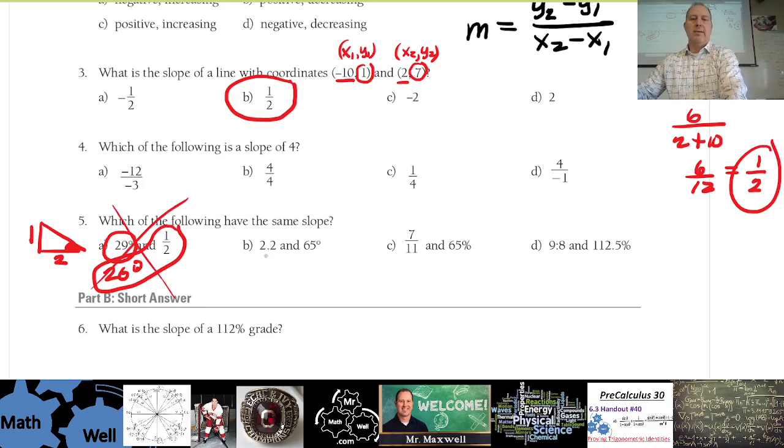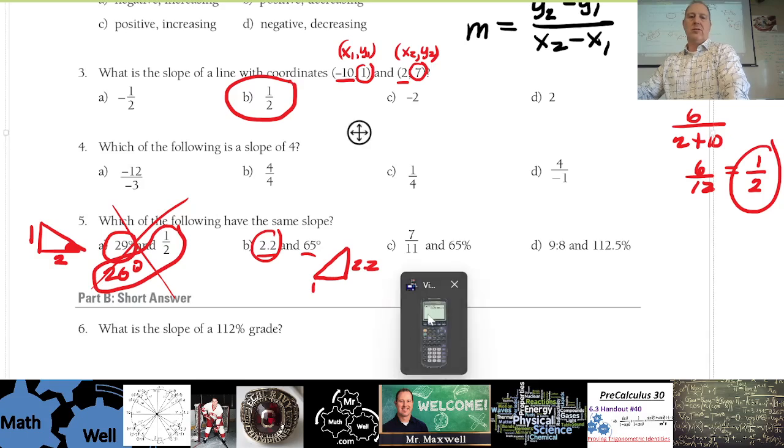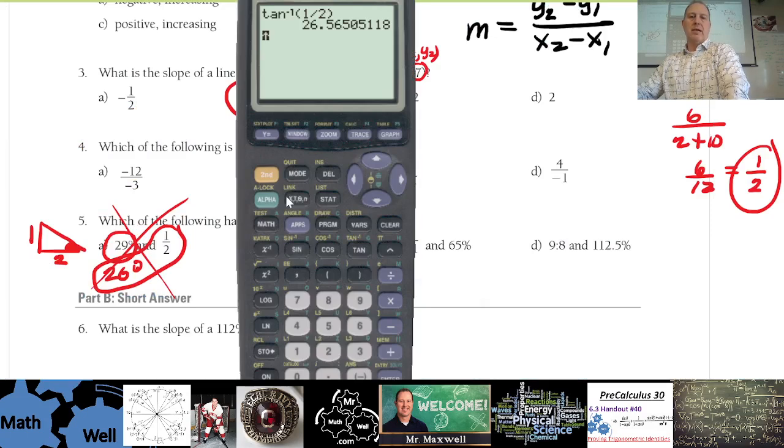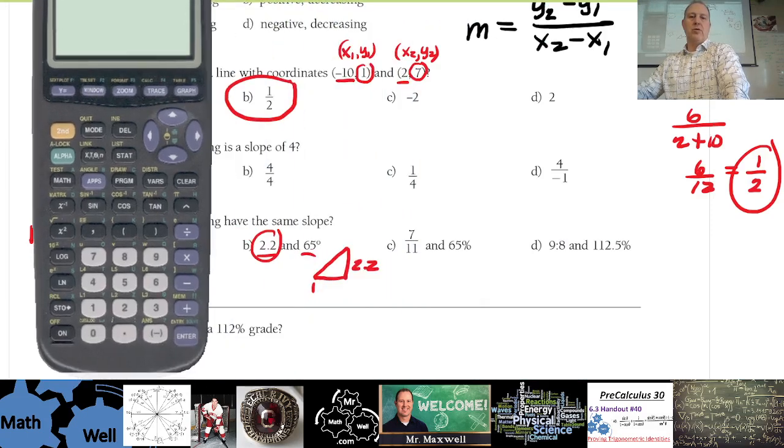Okay, so 2.2, that's a slope. Or would it be a slope, right? 22 over 10, let's say. So 2.2 over 1. And 65 degrees. So let's turn this slope into degrees. So let's do second function tan. What was that slope? 2.2? Yeah.